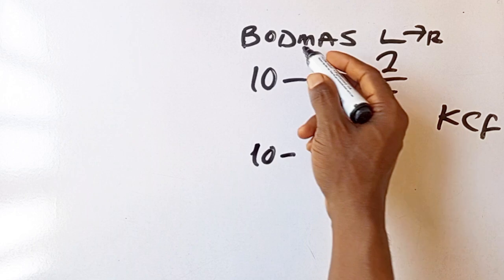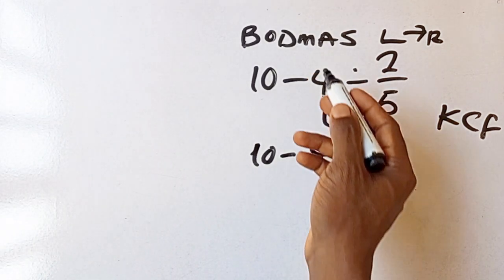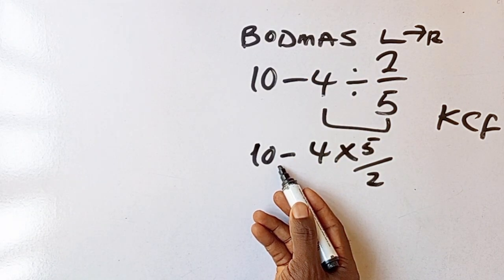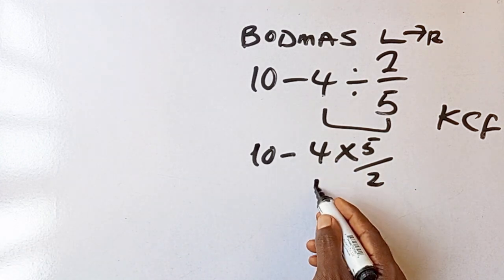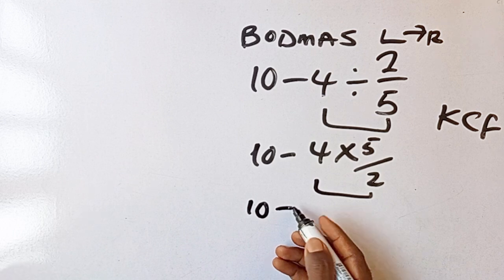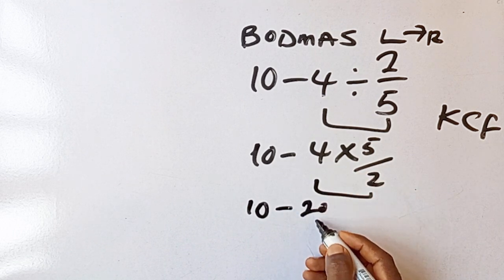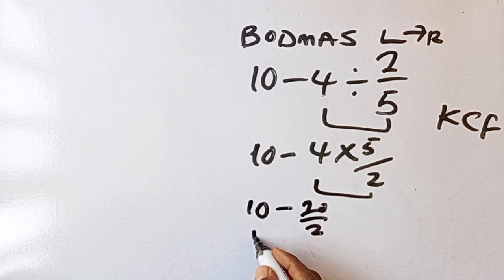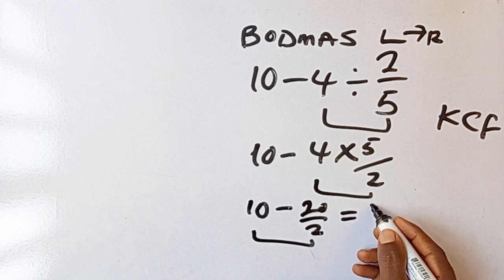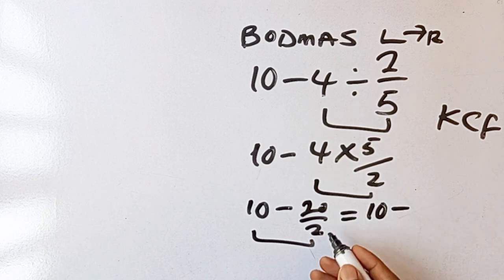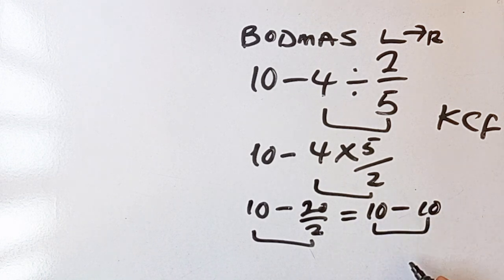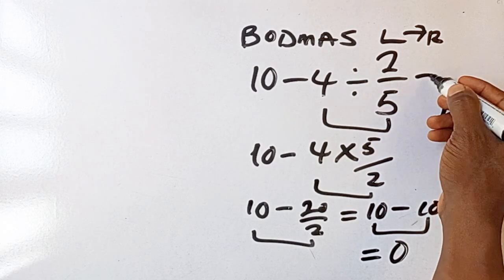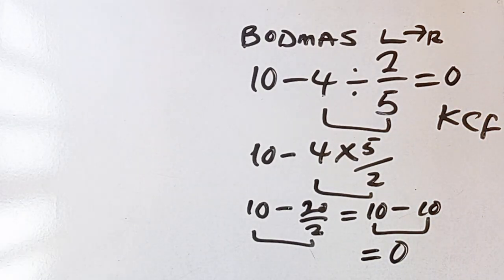Now, according to our BODMAS, multiplication comes next because multiplication has higher priority than subtraction. So if we do this multiplication first, we have 10 minus 4 times 5 is 20 divided by 2. So this is going to give us 10 minus 20 divided by 2 is going to give us 10. So our final answer is 10 minus 10, which is equal to 0. So our final answer to this question is 0.